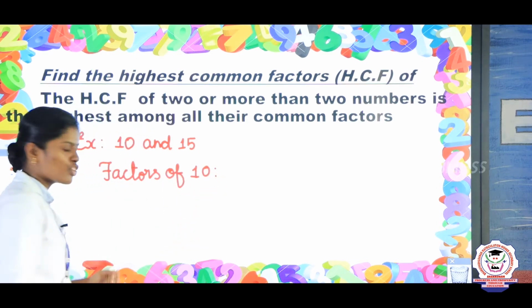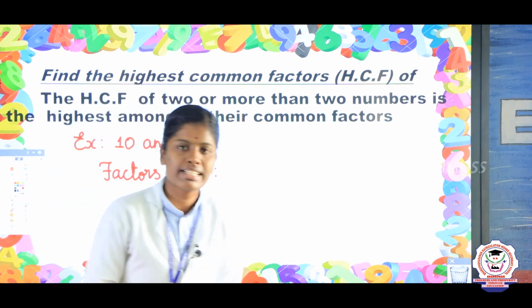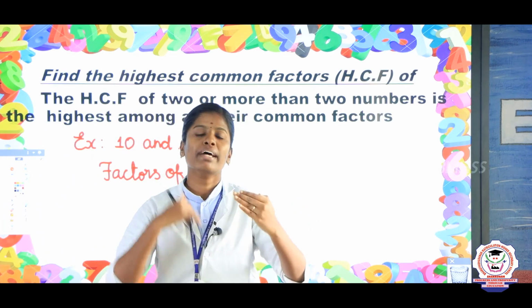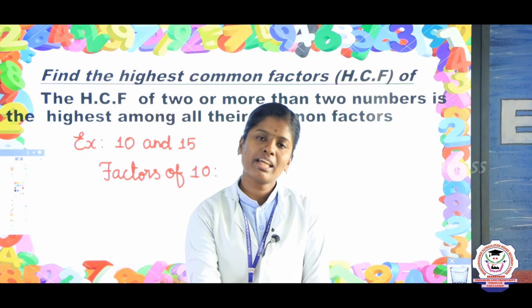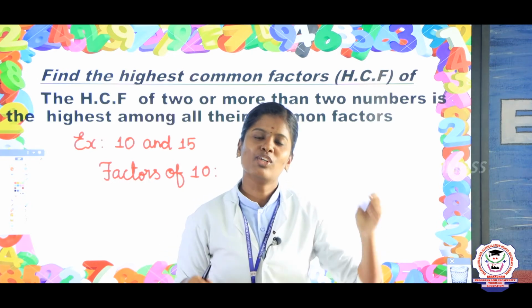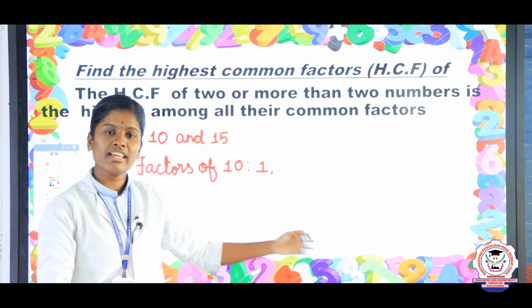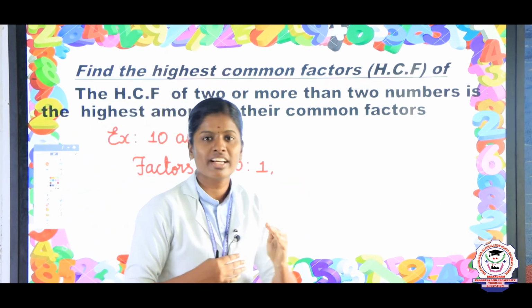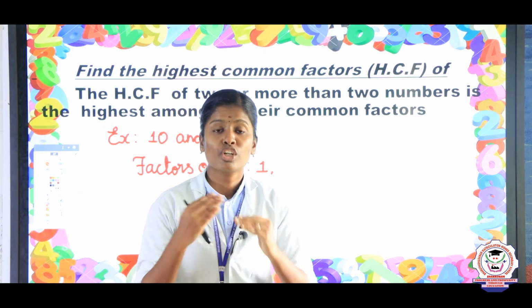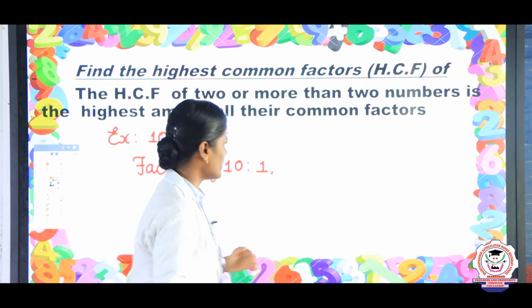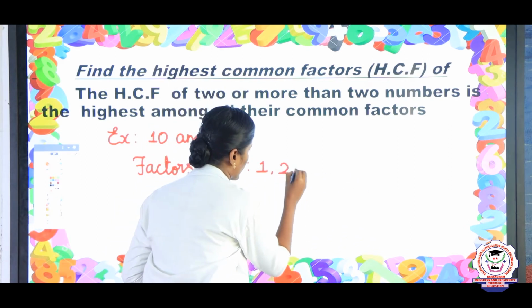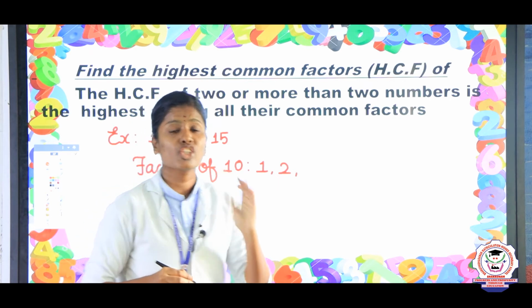What are the factors of 10? 1 is a factor of all numbers, and the number itself is also a factor. So 1 table of 10? Yes, very good. 1 10s are 10, so write the factor 1. Next 2 table of 10? Yes, 2 5s are 10. So write here 2.